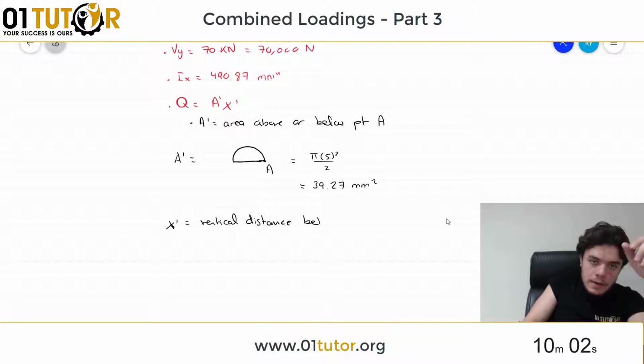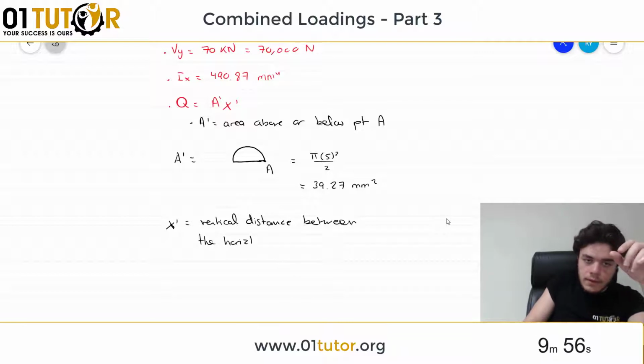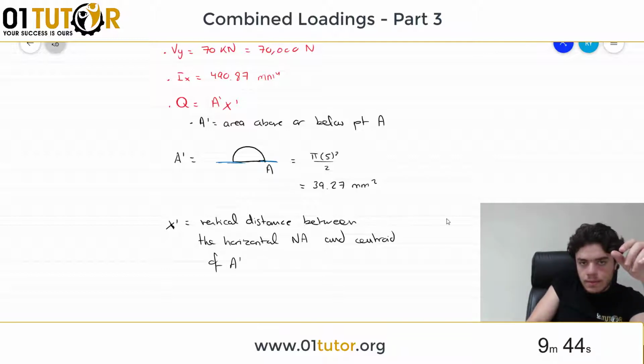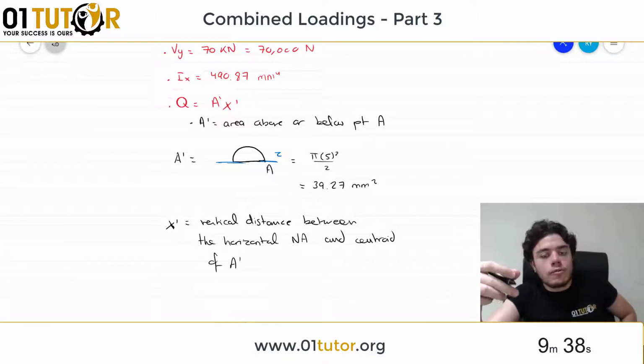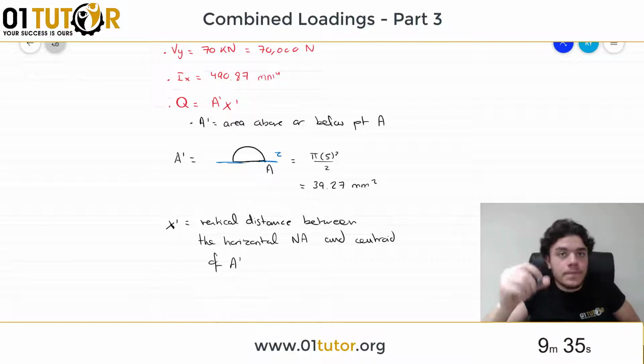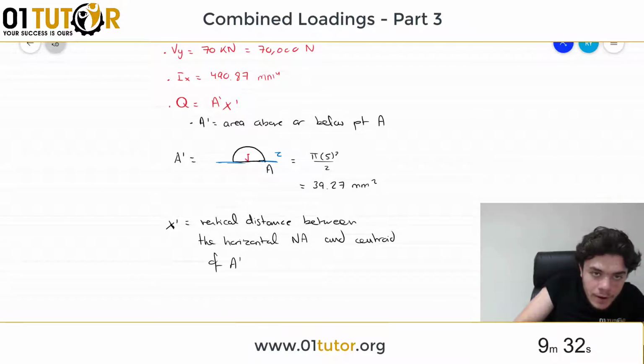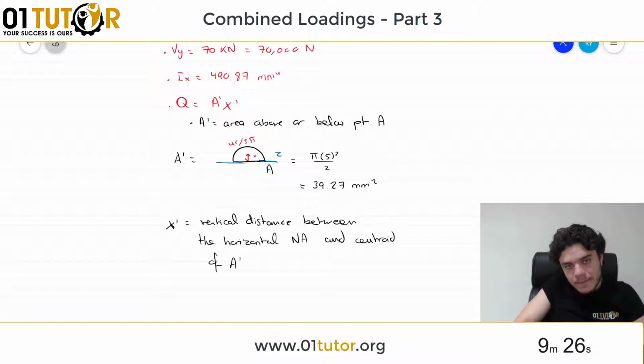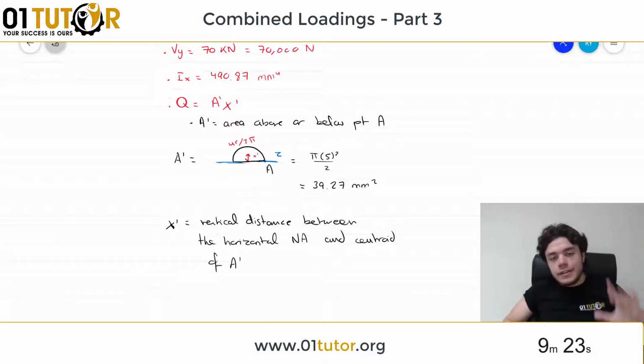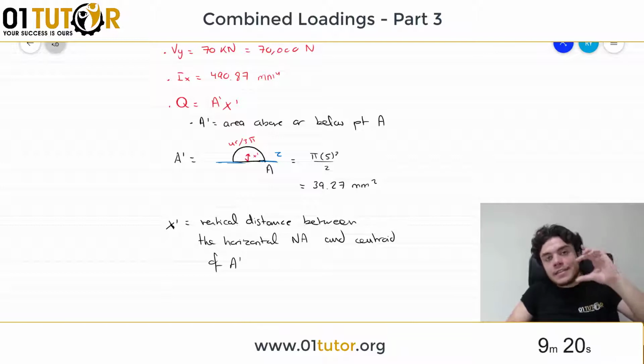X prime is going to be the vertical distance between the horizontal neutral axis, which is Z, and the centroid of A prime. The horizontal neutral axis is here. This is Z. So it's the vertical distance between the Z axis and the centroid of A prime. Where does the centroid of A prime lie? This is the centroid of a semicircle. It's at 4r over 3 pi. This is going to be your X prime. Okay? It's going to be the vertical distance between the horizontal centroidal axis and the centroid of A prime.